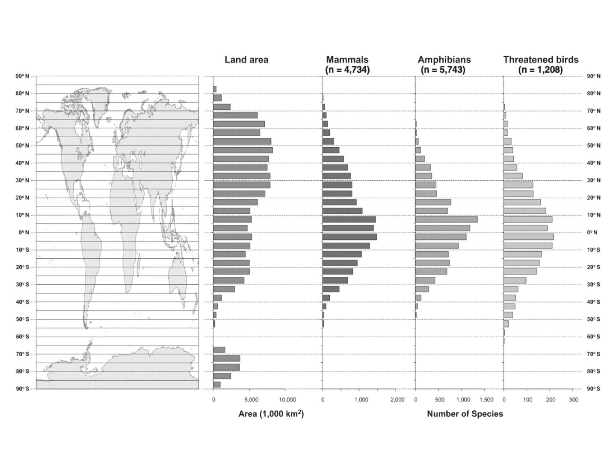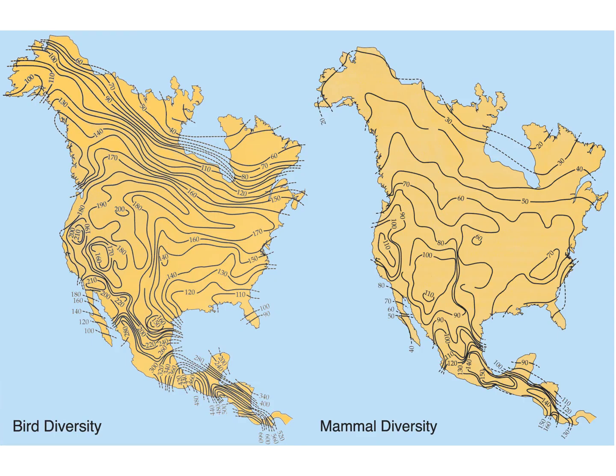So here we can see the Earth represented in this graph, the amount of land area, the number of mammals found in each one of these geographical zones, the number of amphibians, and the number of birds. And we can see threatened birds, and we can see that it's true. Near the equator is where we have the maximum number of different types of organisms.